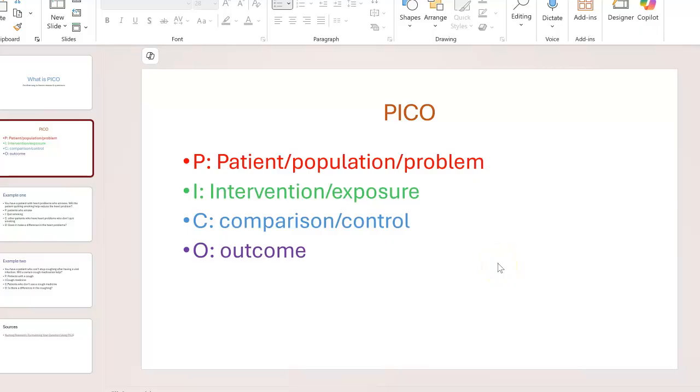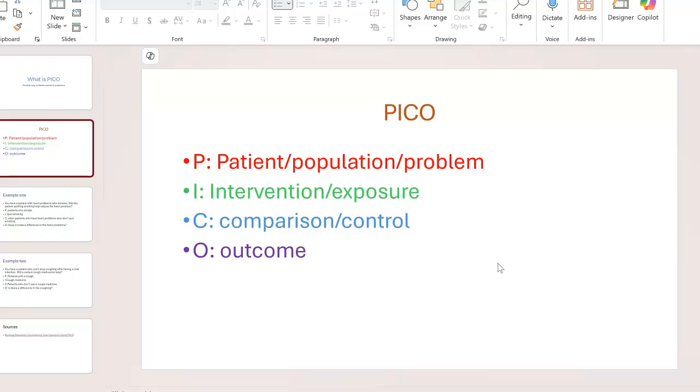PICO is just letters put together to help you remember what you really need in those search terms. P is for the patient, the population, the problem. If you have a specific patient, you may want to type in specifically, I have an elderly person, or maybe you're looking at the elderly population as a whole, or maybe you're looking at the problem. I is the intervention, the exposure. What are you using to help them?